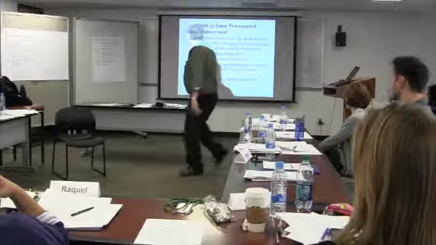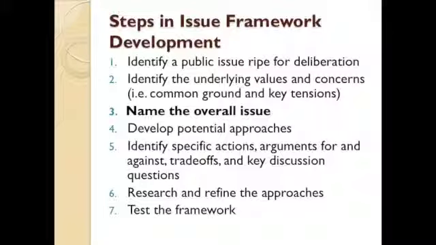All right, so now we've identified the issue, we've talked about homelessness, and we've identified some of the underlying values and the key players. Then you want to name the issue. You want to come up with a name. This is the idea of what's going to be on your flyer, what's going to be on the front of your booklet, right? You see lots of examples.